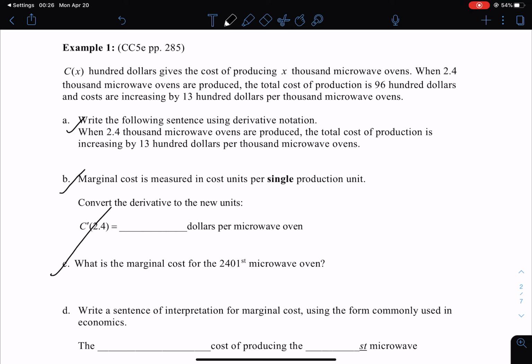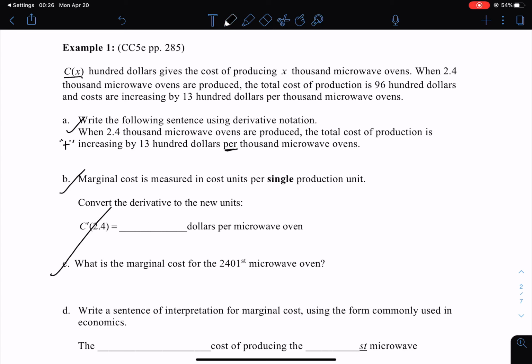Alright, so for the first one, 1a. For 1a, we know C of x is the cost function. And let's read it word by word. When 2.4 thousand microwave ovens are produced, the total cost, so we know we are going to use the cost function, C of x. The total cost of production is increasing. Increasing means, alright, we know it must be positive. Increasing by how much? Increasing by the unit for this 13 is $100 per 1,000 microwave ovens.